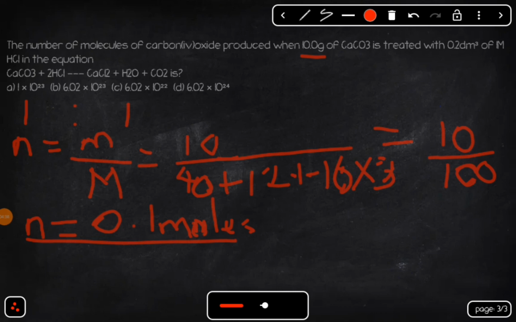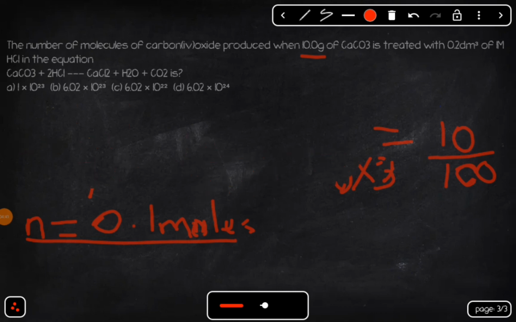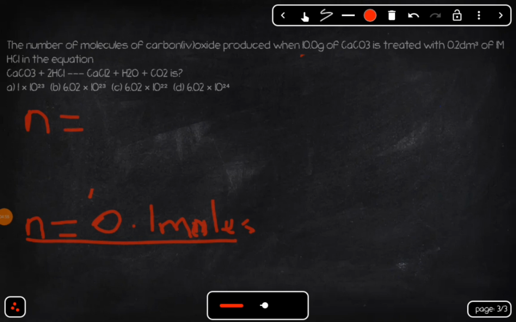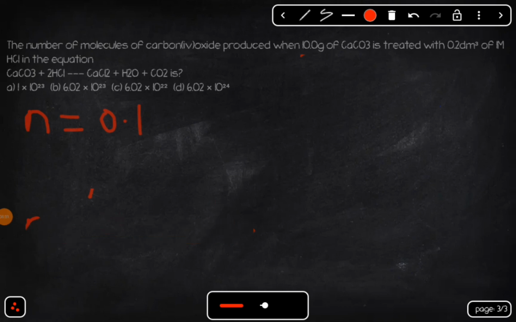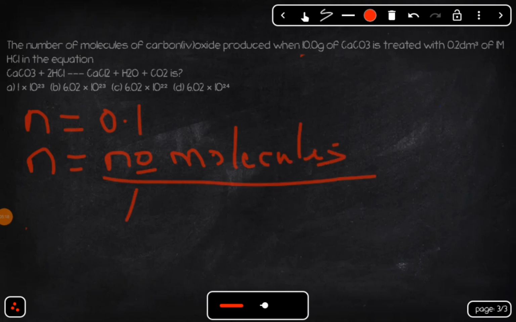So good. Since my number of moles is 0.1, my n is equal to 0.1. Good. And another equation for number of moles: n is equal to the number of molecules over Avogadro's constant.